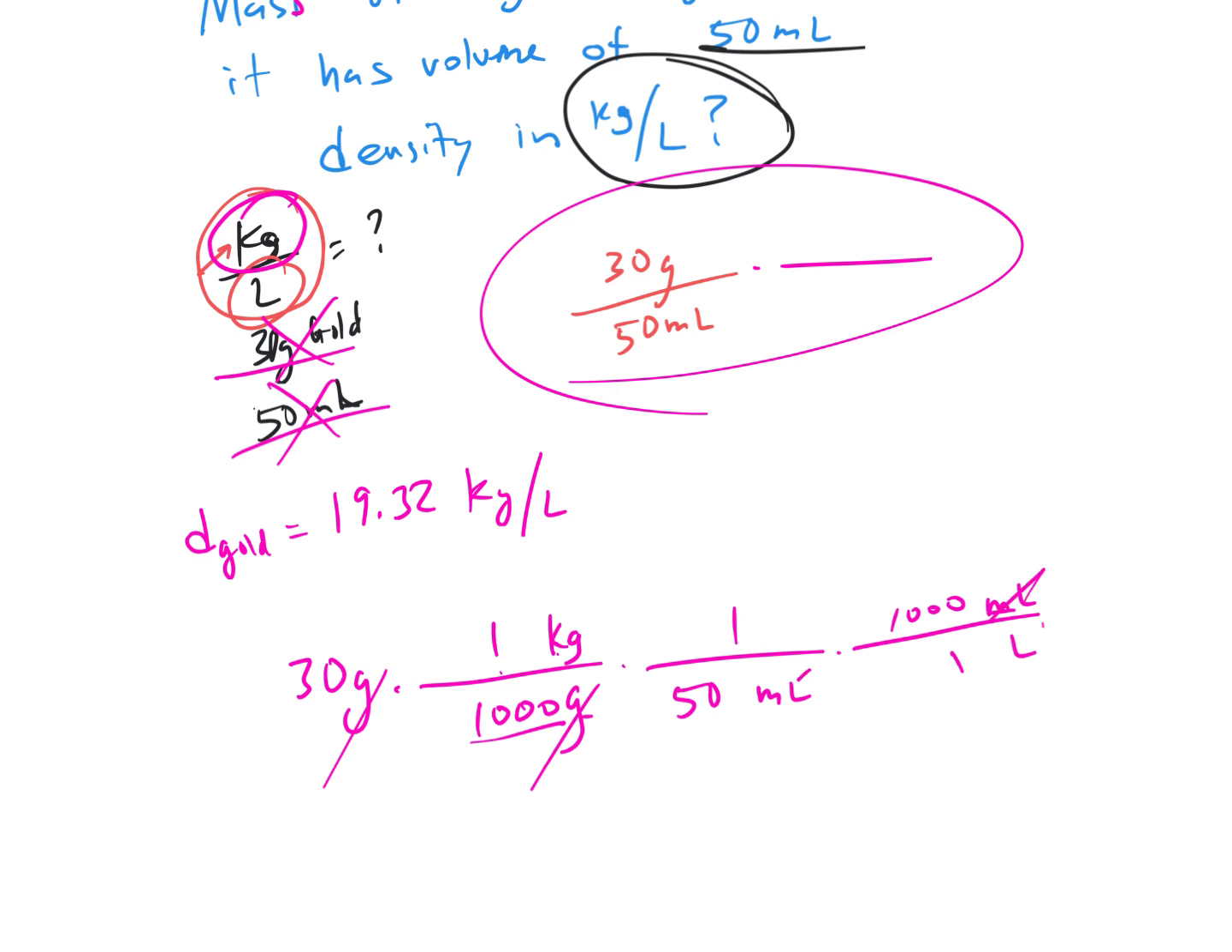So milliliters goes away. Now we have kilograms per liter. What else cancels? If we don't see it, we don't have to. Let the calculator do it. 30 divided by 1,000 divided by 50 times 1,000.